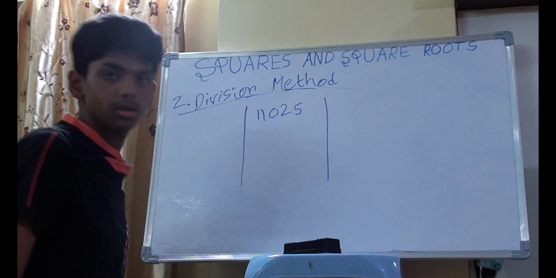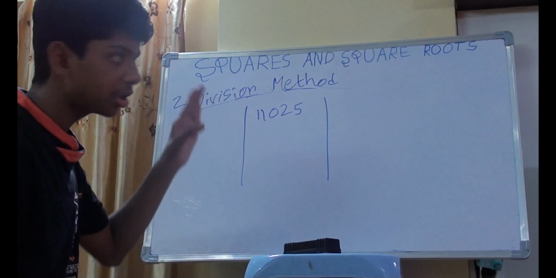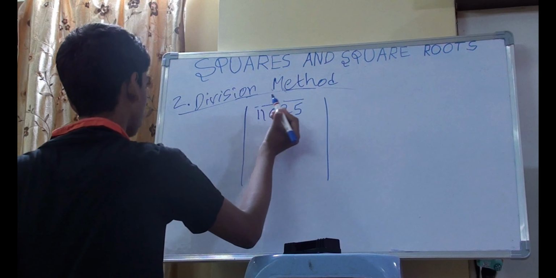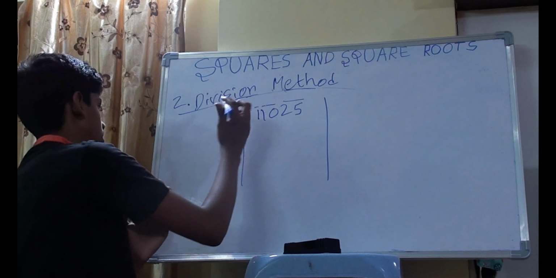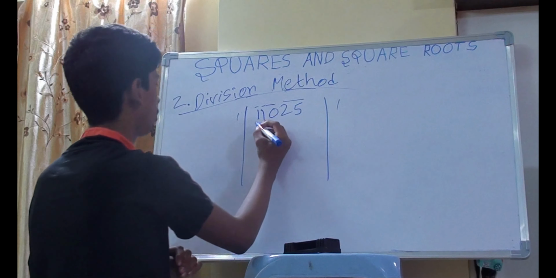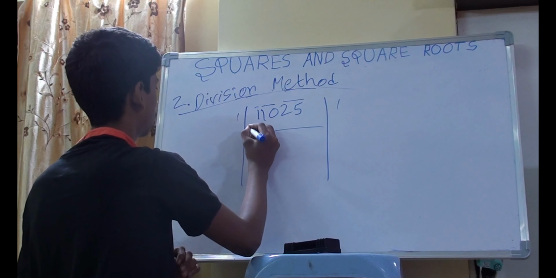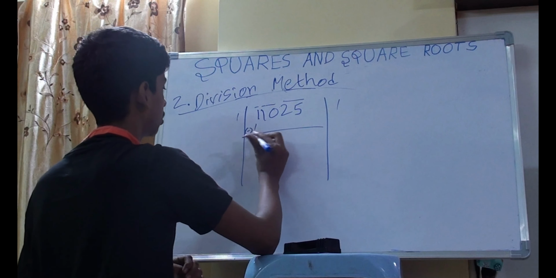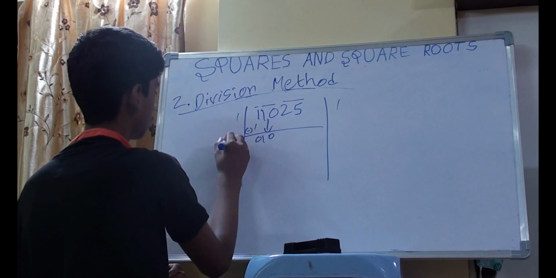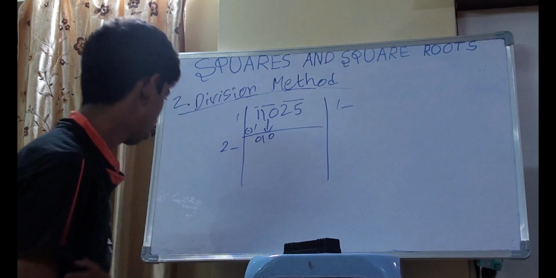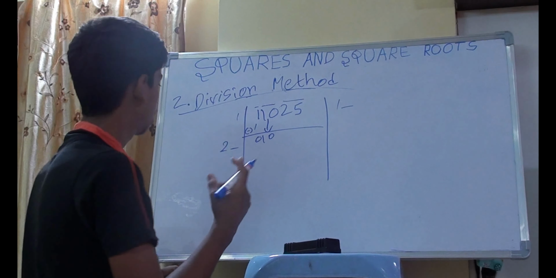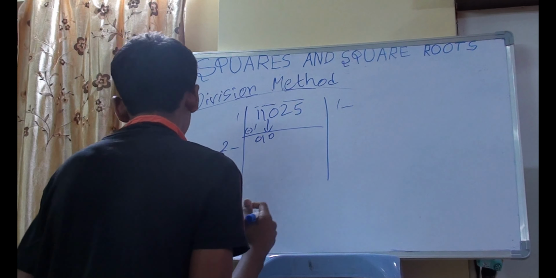11,025. So this is the number. So we keep starting bars from the right side. So the square number closest to 1 is 1. We write it, subtract it, we get 0. Now we bring this pair down, 10. We double it, 2 blank 2. So the nearest number is 1. So it's 0.